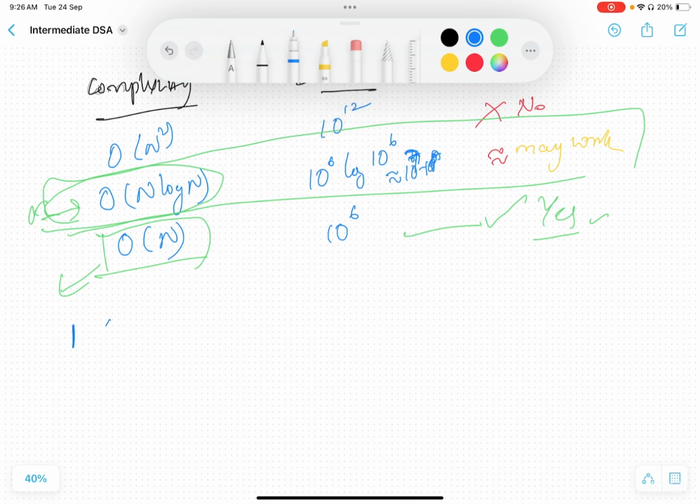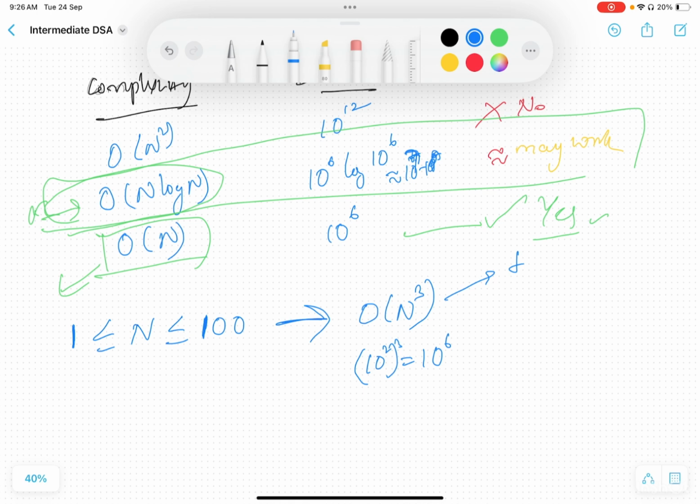See, if your constraint is saying something like n will be around 1 to 100 only, I mean, they are not expecting bigger computations, so my iterations are expected to be only below 100. In this case, if you clearly see, even your order of n cube will pass. See, order of n cube means 10 square whole cube, which is 10 power 6. So if you are having 3 for loops, that will also work.